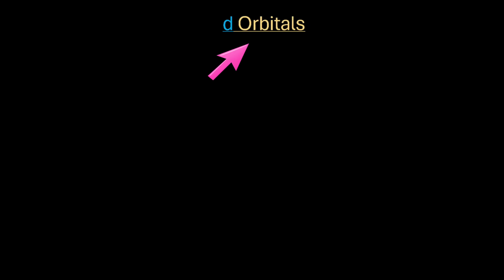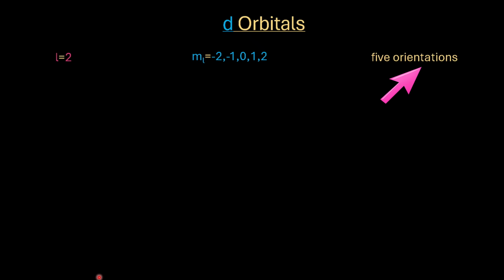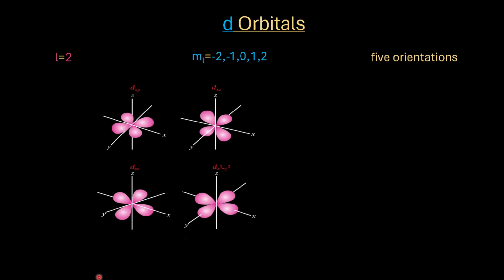The d orbitals have l value equal to 2. Therefore, the possible orientations can be found out using ml values -2, -1, 0, 1 and 2. That means 5 orientations are possible. Let's look at the 5 orientations. The first 4 have a double dumbbell shape. So these are the double dumbbell shaped orbitals.